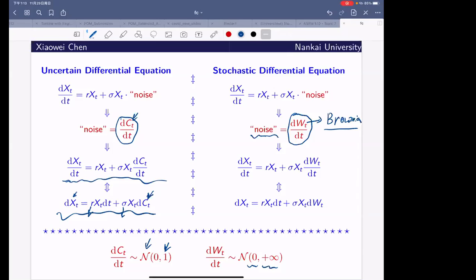I think in the future, maybe we can create more processes to describe jumps or some more complicated models and situations. But today we will focus on the Liu process. It is a very powerful tool, and it opens the way to uncertain financial engineering theory.